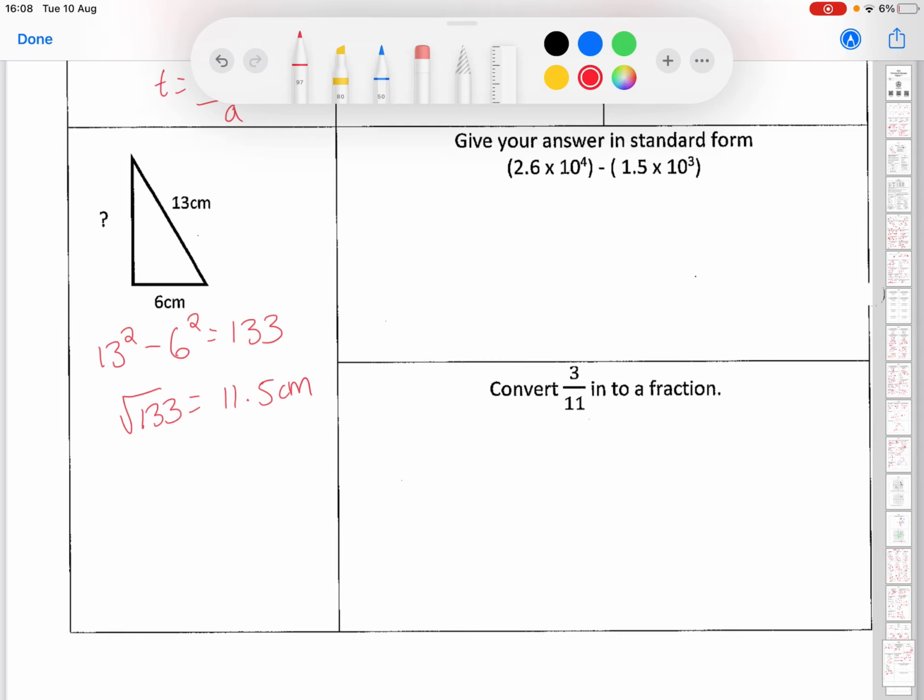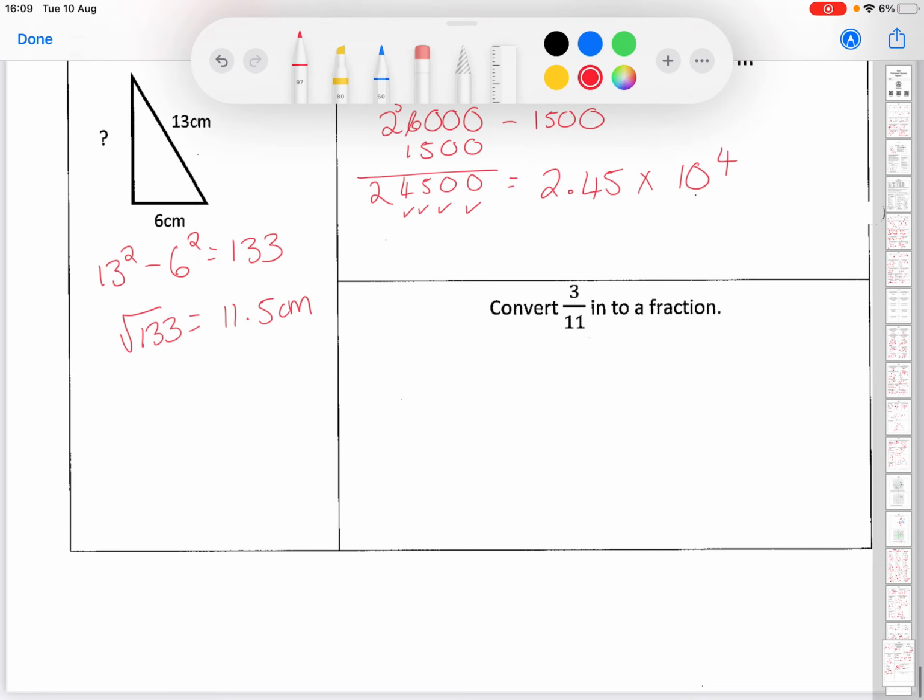Next one, standard form. We are subtracting in standard form. That means we write our numbers out of standard form. So we've got 2.6 times 10 to the power 4, which is 2 and then 4 numbers. So 1, 2, 3, 4. And we're going to subtract 1.5 times 10 to the power 3. That means 1 and then 3 numbers: 1, 2, 3. So if I write these underneath each other to take them away, we've got to borrow. That's how we take away. And then that in standard form is going to be 2.45 times 10 to the power of 1, 2, 3, 4.